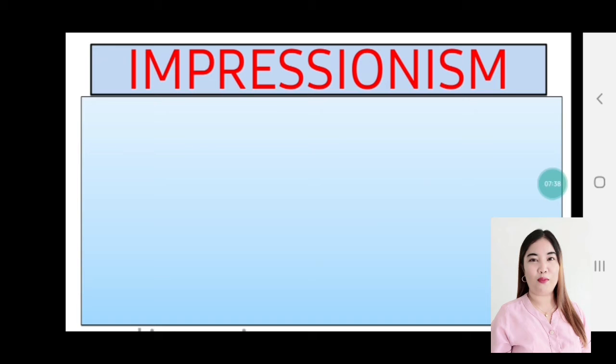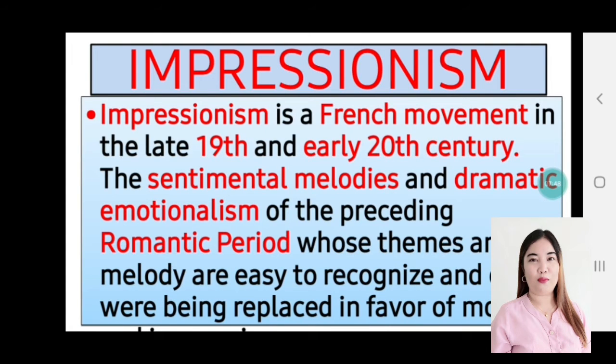Okay, next we have the Impressionism style of music. When we say Impressionism, it is a French movement in the late 19th and early 20th century. In between, the sentimental melodies and dramatic emotionalism of the preceding Romantic period, whose themes and melody are easy to recognize, were being replaced in favor of moods or emotion.